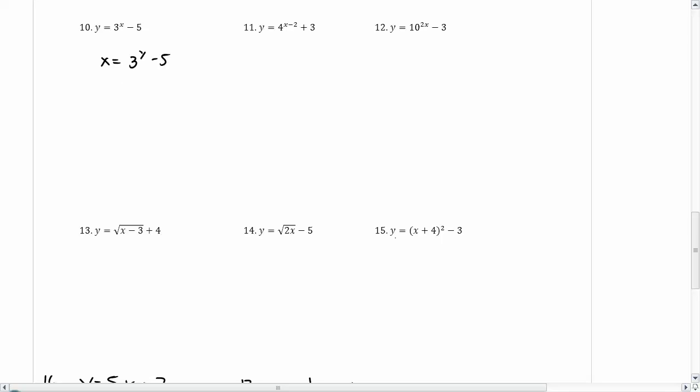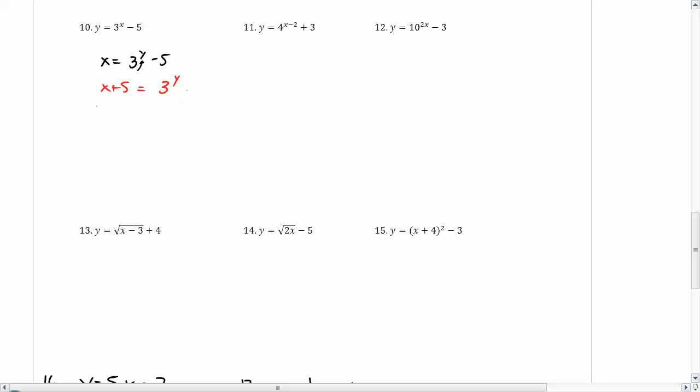Okay, so we need to get this y value that's up here in the exponent by itself. What we're going to do is get this by itself, then we're going to take a log, and that'll help us solve it out. First step, add 5 to both sides. We're going to have x plus 5 equals 3 to the y. Now it's going to be easiest if we do a log with this base, so with a base of 3. Other ones would work as well.